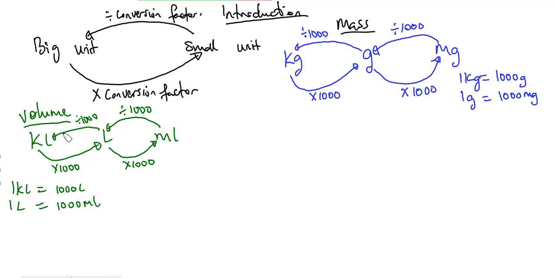Another thing: if you are to move from kiloliters to milliliters, what must you do? You must remember that you are multiplying by 1,000 and again by 1,000. So 1 kiloliter is equal to 1,000 times another 1,000 to get to milliliters, so our answer will be 1,000,000 milliliters.